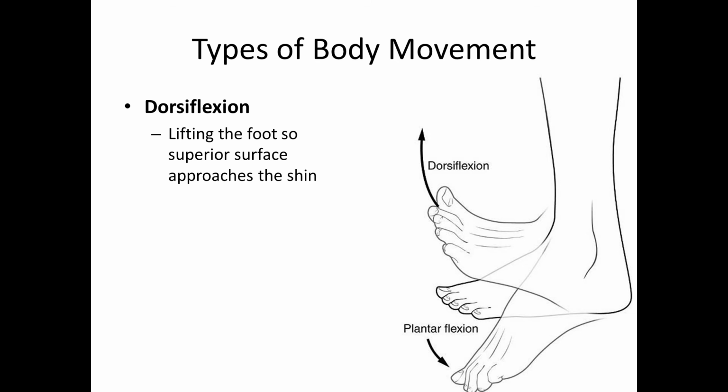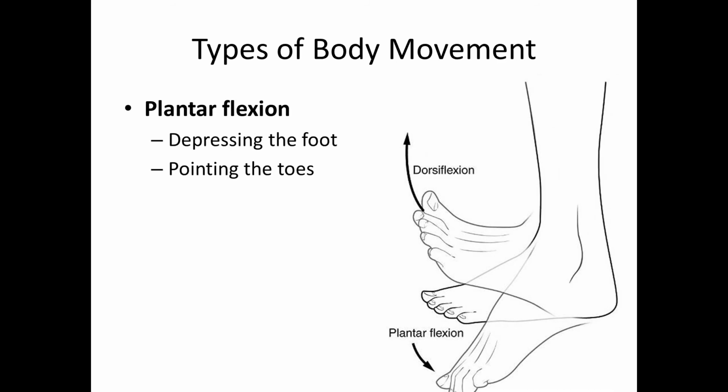Some special types of movements that we can see with the feet here: dorsiflexion and plantar flexion. Dorsiflexion is when we are going to lift our foot and we see that our superior surface is going to point our toes towards the shin. Dorsiflexion, raising your toes. Plantar flexion is opposite of this. We're going to depress the foot and we're going to point our toes down.